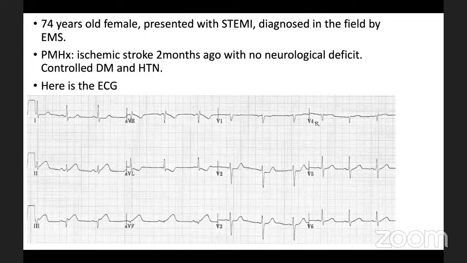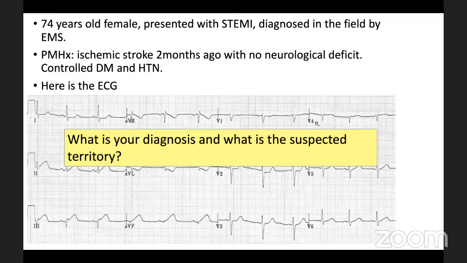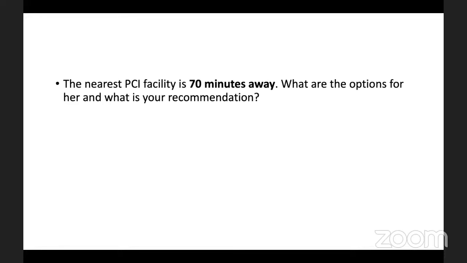Okay. So what was your diagnosis here? You said inferior STEMI. And what is the suspected territory? RCA, PDA, RCA. Okay, you made the right call. This patient was seen by EMS, by ambulance. The nearest PCI facility is 70 minutes away. What are the options for this patient, and what's your recommendation?